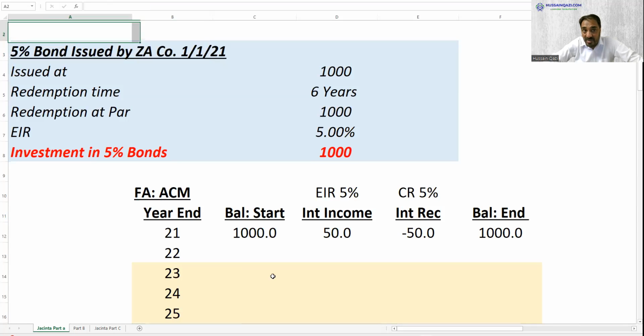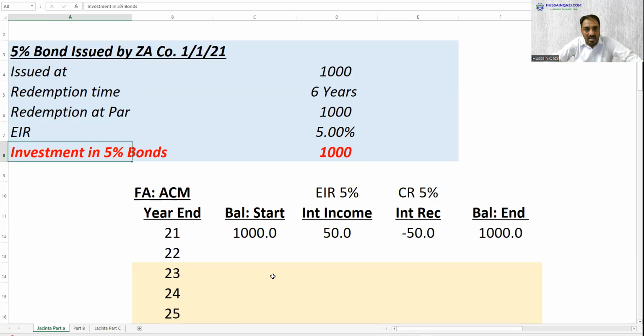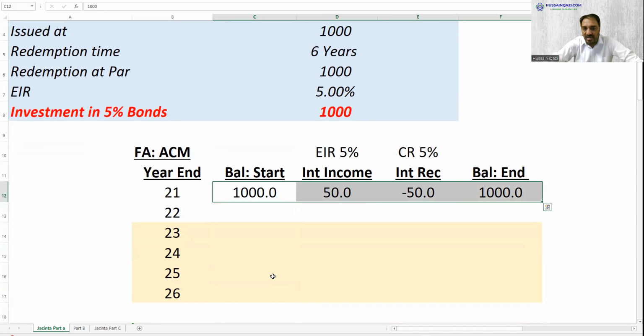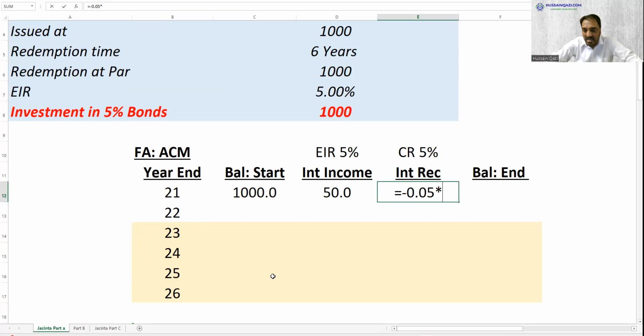A 5% bond issued by ZA company. We are not here to cover the accounting for ZA company. 1st January 21, originally issued at 1000. Originally redemption time is 6 years. Redemption at par, commitment at par, effective interest rate 5%. No premium, nothing else. One company, assume S company, invests in the bonds at 1000. So at year 1, everything is perfect. First 1000 into 0.05. Interest received is 0.05 multiplied by 1000. And it's very simple.